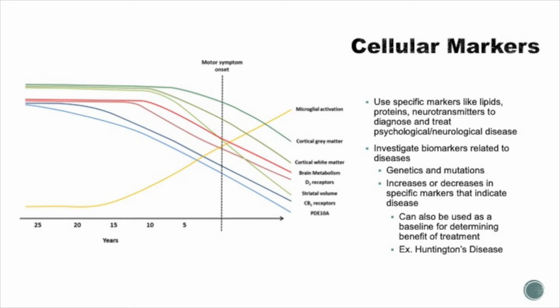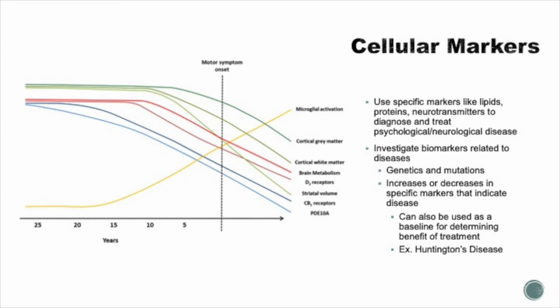So another way that we can treat or diagnose disease is by looking at cellular markers. And these are specific markers like lipids, proteins, molecules, or neurotransmitters that are used to diagnose and treat psychological or neurological diseases. And we can investigate biomarkers that are related to these diseases by looking at their genes or what mutations are causing this disease. And we can also look at what molecules or proteins are increased or decreased that indicate this disease.